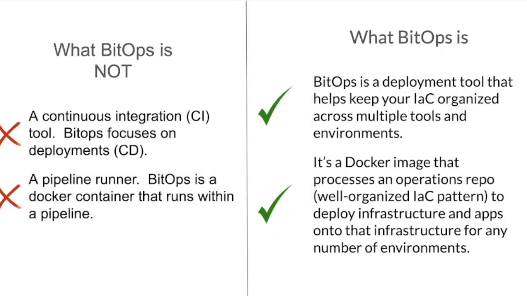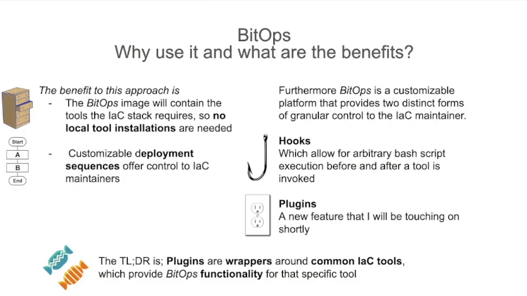With a firm understanding of the two distinct items, let's now narrow our focus in and talk specifically about what BitOps is and what BitOps is not. BitOps is not a CI tool, nor is it a pipeline runner. BitOps is a tool orchestrator that manages the deployment sequence of an infrastructure stack, and it is a Docker image that contains both the BitOps orchestration tool as well as the infrastructure as code tools that we will use to provision and deploy.